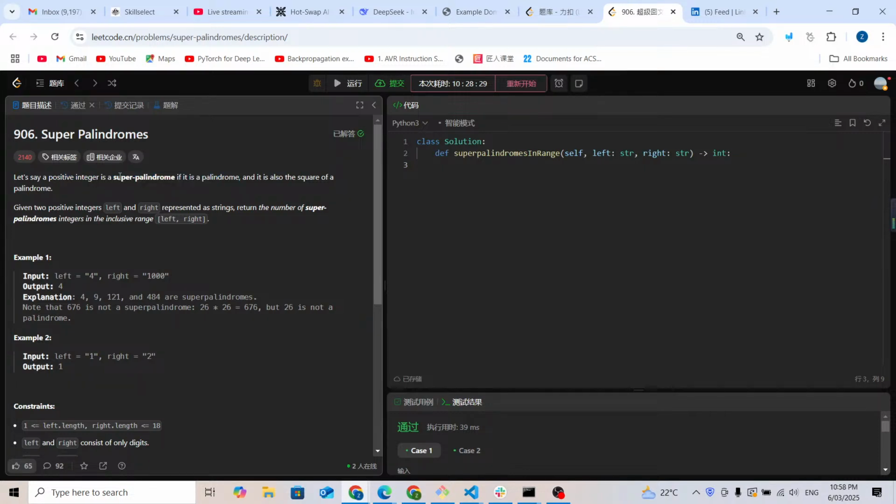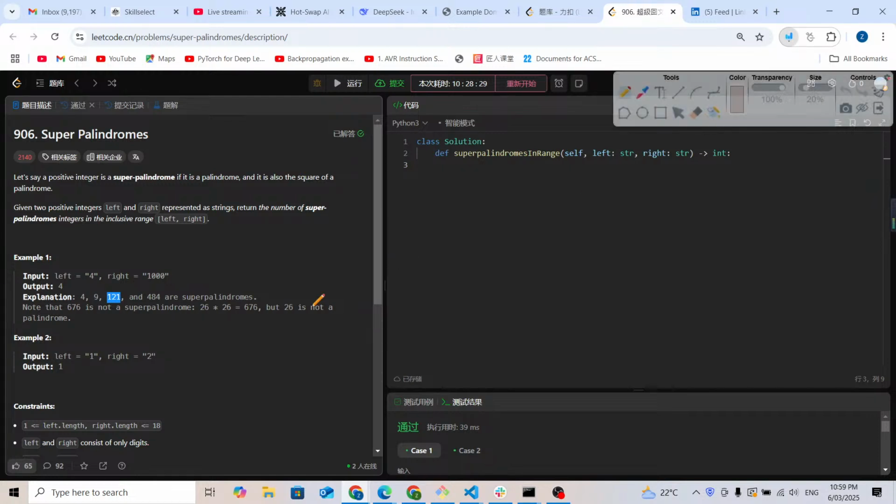If this number is to be a super palindrome, and this is the second condition, it is also the square of a palindrome. So what does that mean? It is a palindrome itself, and it is also the square of another palindrome. For example, the number 121 is the square of another palindrome, 11. So 11 is a palindrome, 121 is a palindrome, and similarly for 2 and 3.